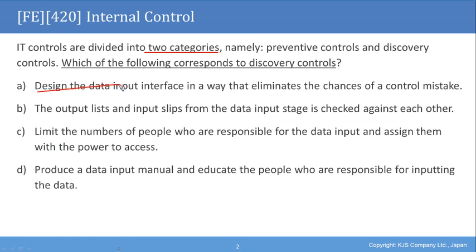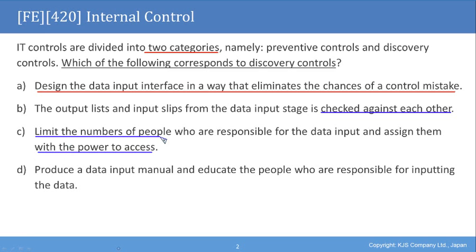A. Design the data input interface in a way that eliminates the chances of a control mistake. B. The output lists and input slips from the data input stage are checked against each other. C. Limit the number of people who are responsible for the data input and assign them with the power to access. Or D. Produce the data input manual and educate the people who are responsible for inputting the data.